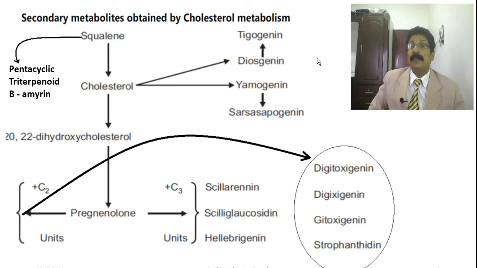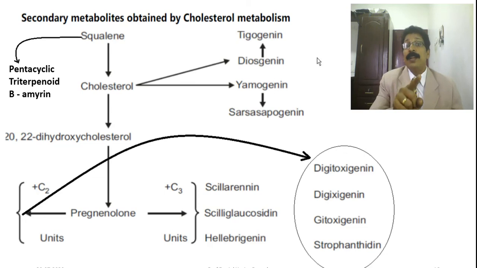At the same time, when you add 3 carbon atom units, it gives scillarenin. Squill contains this scillarenin. It is used as a rodenticide and has many other cardiac activities. It comes under cardiac glycosides. And scilliglaucosidin and helleborigenin, these are all some of those formed as secondary metabolites from squalene.